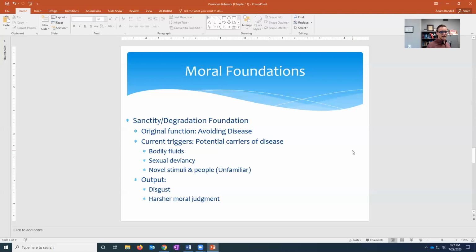So the Sanctity Degradation Foundation, the Loyalty Betrayal Foundation, and the Authority Subversion Foundation are all designed for the benefit of the group. That's why they're called binding foundations. They're meant to keep the group together and keep the group functioning and alive and efficient.